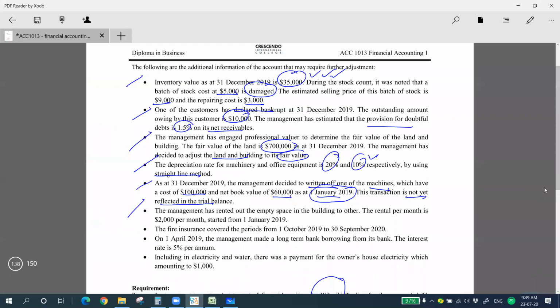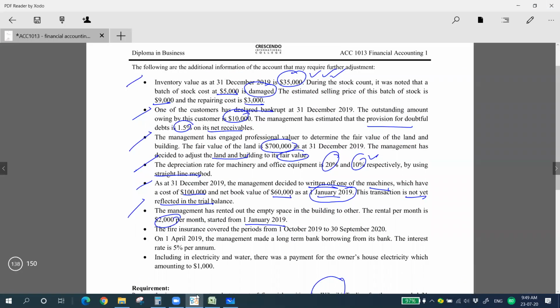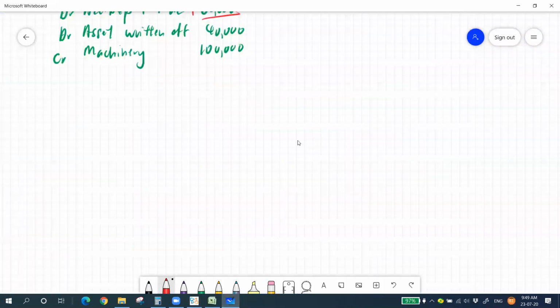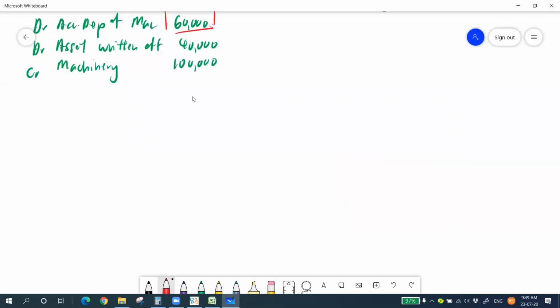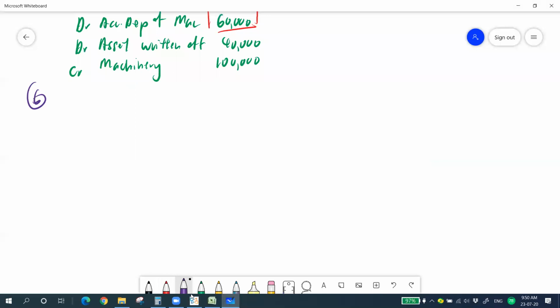The management has rented out the empty space in the building to others. The rental is 2,000 per month, and this starts from 1st January 2009. So this is regarding the rental income. So rental income adjustment. This should be number 6, right? Number 6, rental income adjustment.